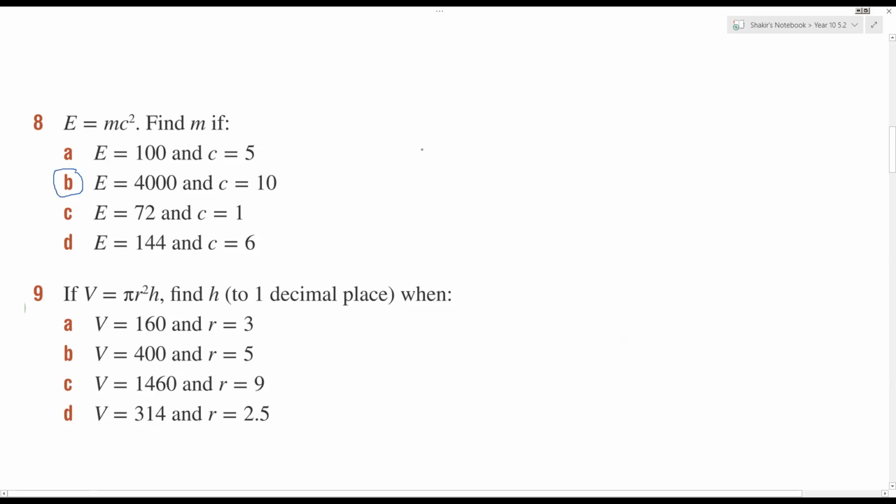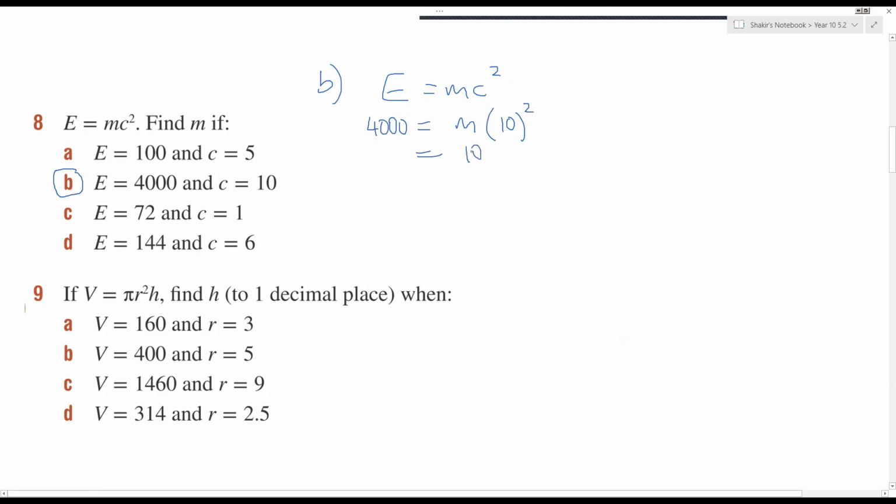Well, we're trying to find m. So we have E equals mc squared. You should always start your solution by starting off with your equation. Then you do the substitution. Now, E is 4,000, so I'm going to write 4,000 is equal to, c is 10, so you have m, and then you have (10) squared. Make sure you use brackets. And that's equal to, 10 squared is 100, so 100m. 4,000 is equal to 100m.